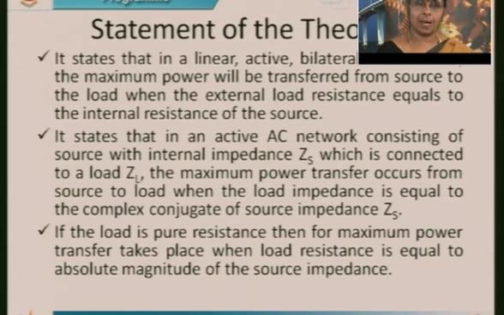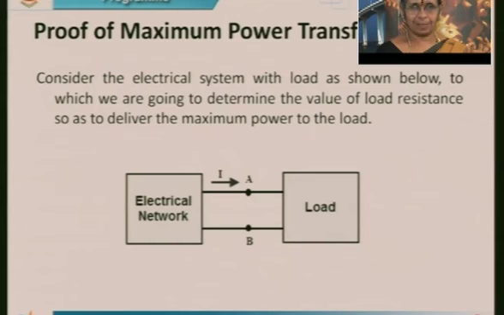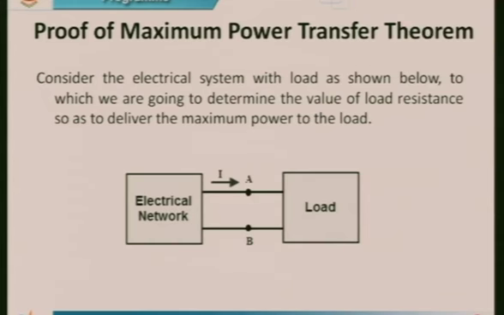Next, let us try to understand by analyzing a simple circuit. We need to find a proof, we have to prove that whatever we have just stated is correct. So for that we have to prove the maximum power transfer theorem here. Now consider the electrical system with load as shown below. You have an electrical network here and the load is connected, for which we are going to determine the value of load resistance so as to deliver the maximum power to the load.